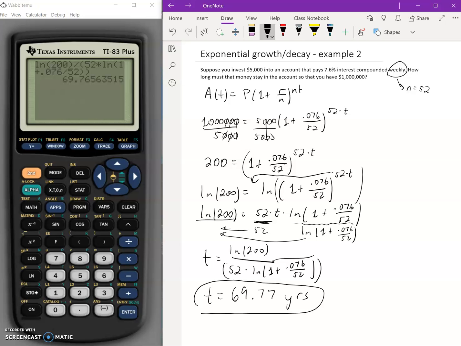So this is just a slightly different twist on compound interest, where normally we would solve for A of t, but what happens if we solve for something like the exponent? We need to use logarithms.